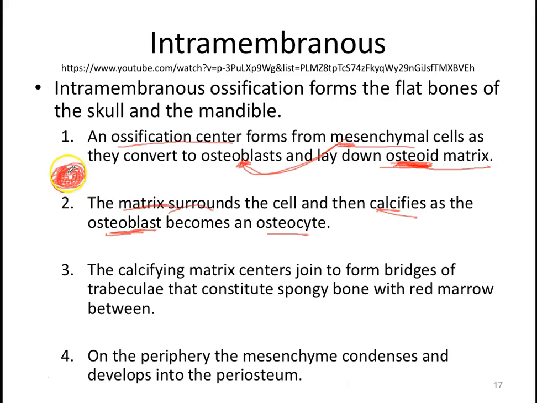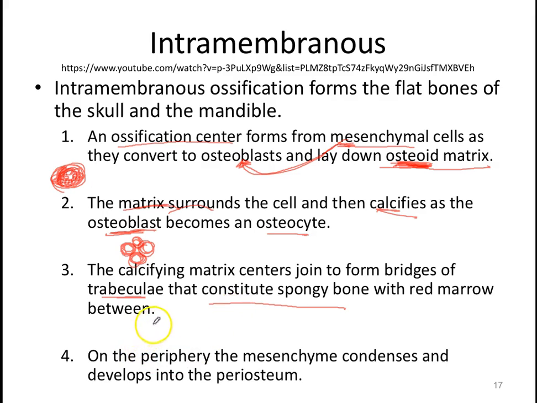As this osteoblast is making that osteoid matrix, eventually it calcifies. It basically traps it in that lacunae and in the canaliculi. And then the osteoblast stops producing the osteoid matrix and simply becomes an osteocyte. And you may have some forming here, you may have some forming here, so you have all of these different ones forming in different areas. They form bridges of trabeculae. And that makes up spongy bone. And then you have red bone marrow in between these.